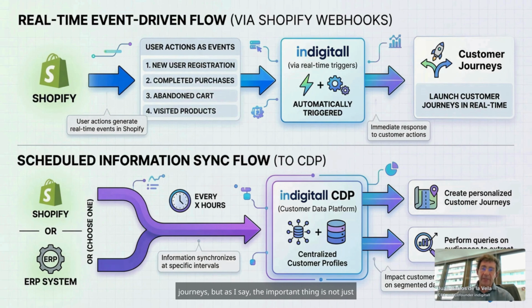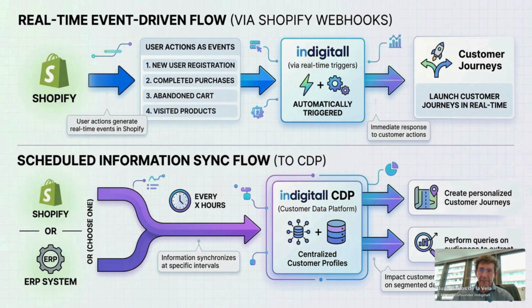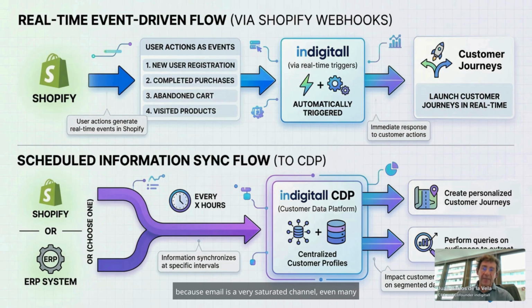But as I say, the important thing is not just email. Today, 90% or 95% of companies that use Shopify only use it for email. They don't have alternative channels to communicate with customers, and this is very important. As I said before, we have to choose which channel has the most engagement with your customers. Therefore, it's very important not to depend solely on email because email is a very saturated channel. Even many emails end up in the spam folder and so on, okay?